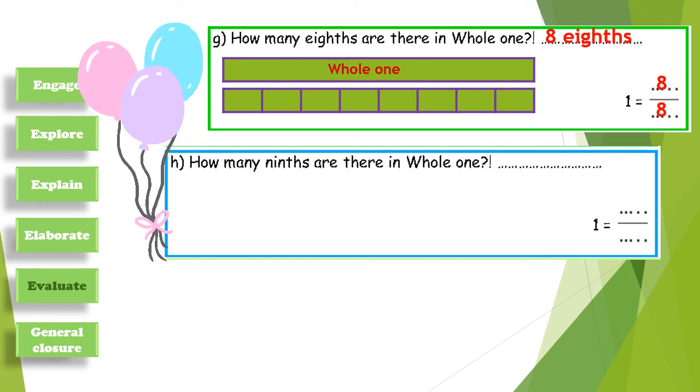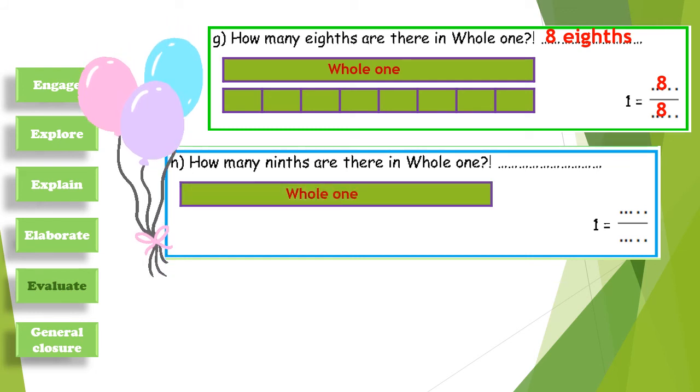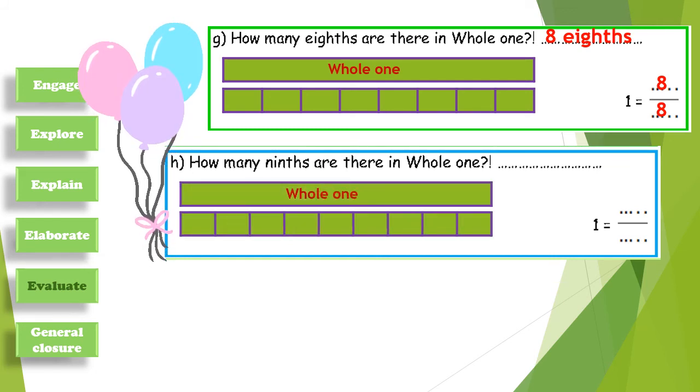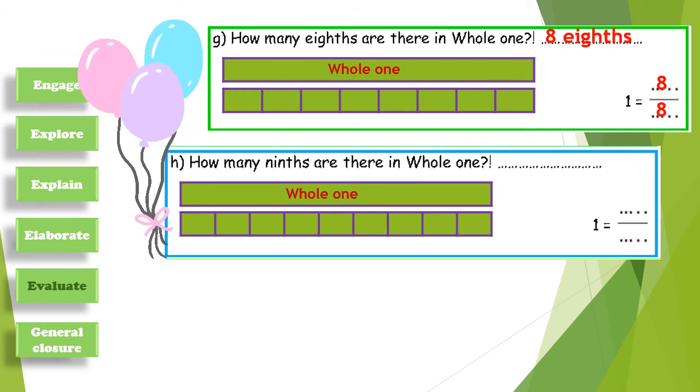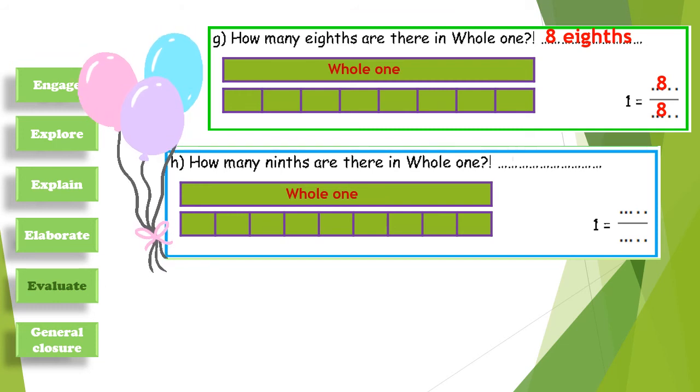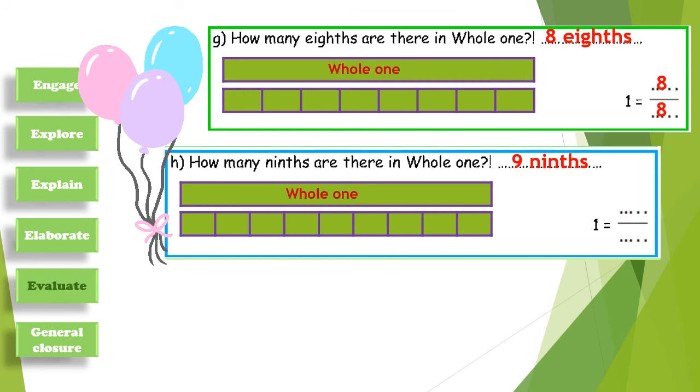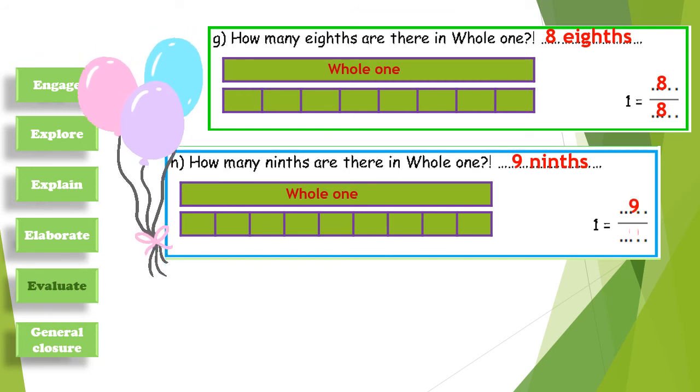How many ninths are there in a whole one? I have one whole one. I'll cut it into 9 pieces to see how many ninths. Each piece is a ninth. So I have 9 ninths. 1 equals 9 out of all. 9 out of 9.